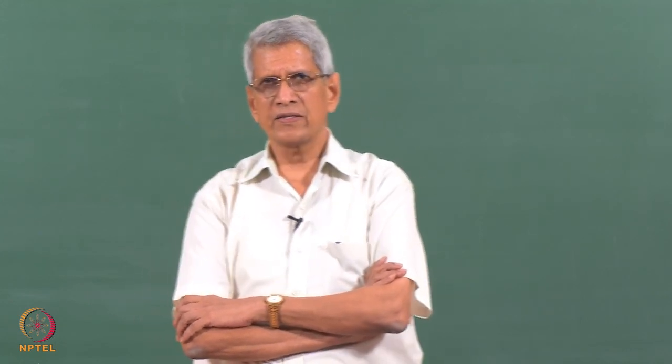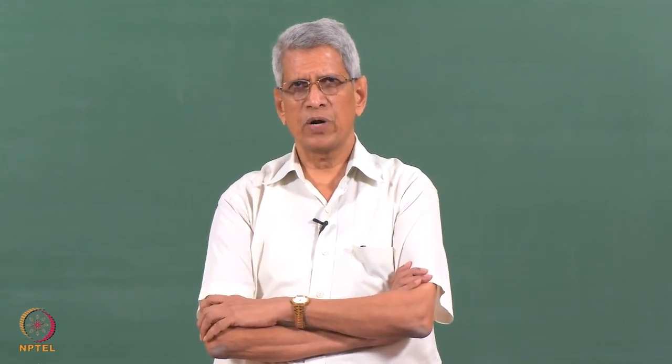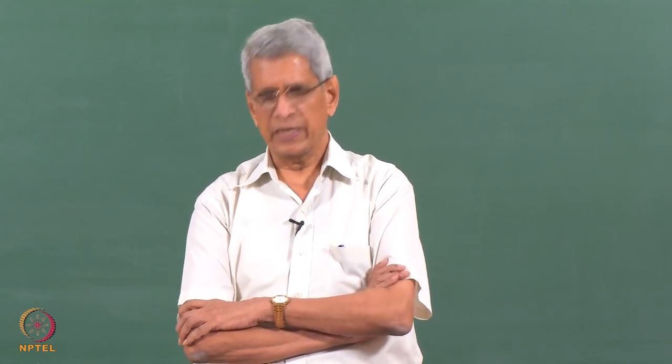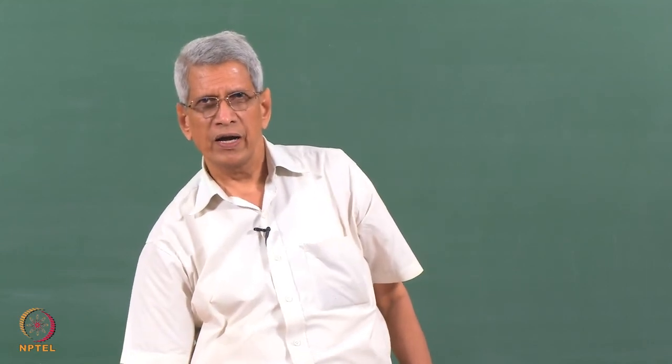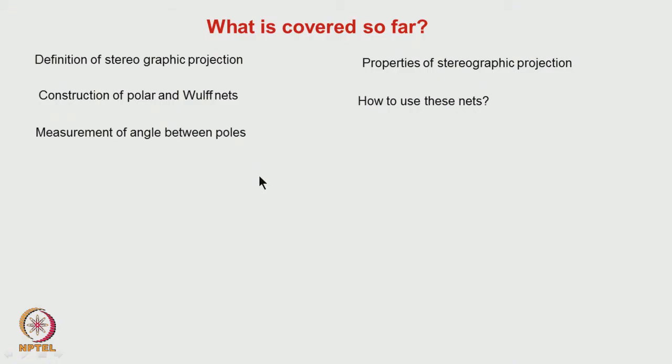In the last class, we gave some brief idea about how to construct different types of polar nets and how to use them to get some information. Let us just have a recap of what we have done so far. The first thing we covered was the definition of a stereographic projection. Then we covered the properties of the stereographic projection. The third is construction of polar and Wolf nets, which can be used to measure angular relationships between planes.